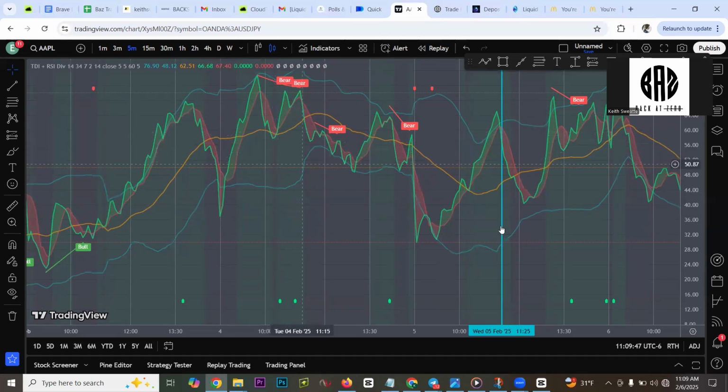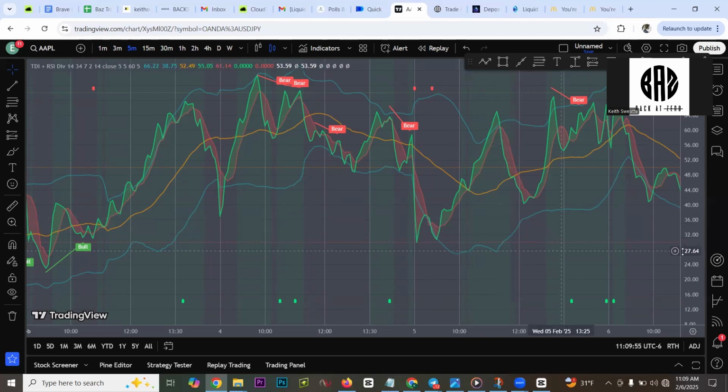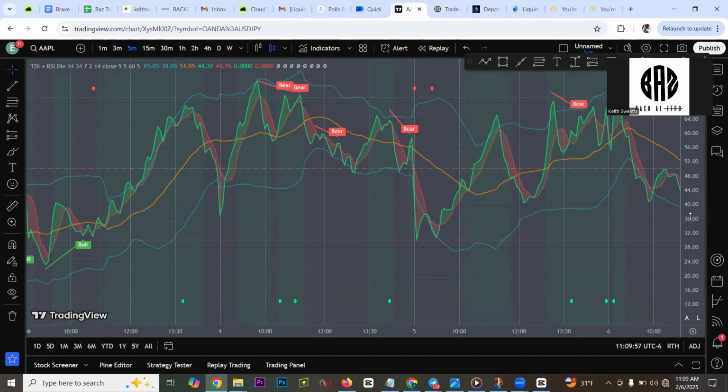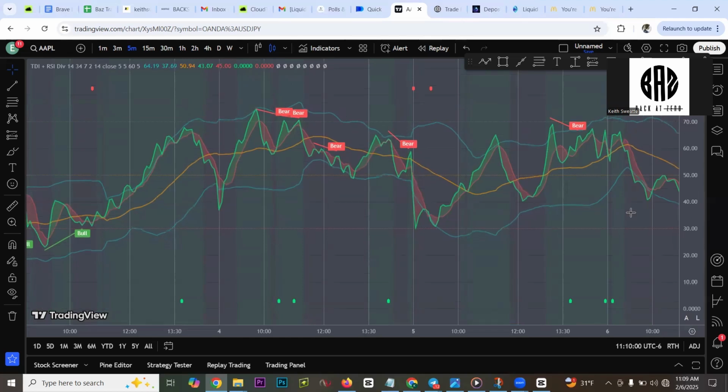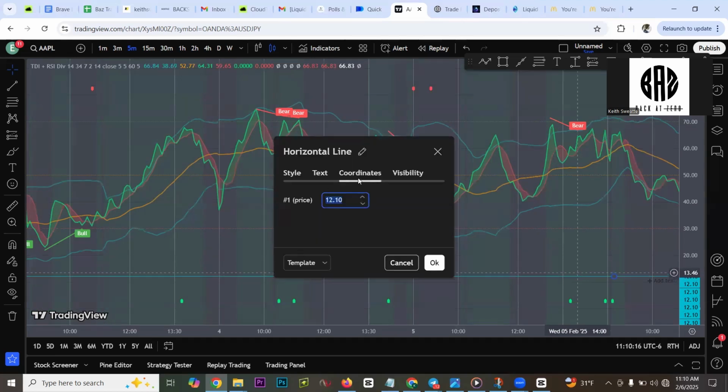Now, there are levels inside of the TDI that are key. I will talk about those. I will mark them up so you can see how powerful they are, and this will allow you to know where you are inside the move. So let me put the lines on here. I'm going to mark this up real quick. I'm going to go to coordinates.